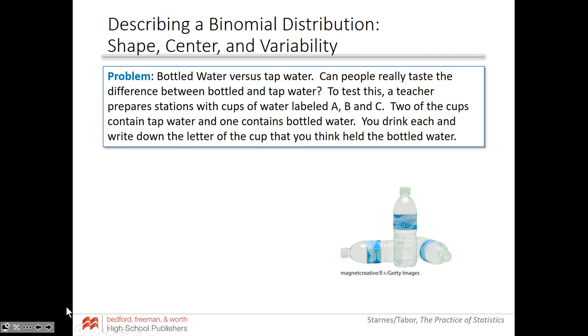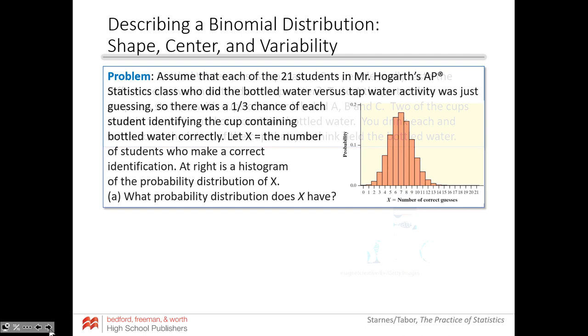So think about this kind of situation, bottled water versus tap water. Can people really tell the difference? To test this, a teacher prepares stations with cups of water labeled A, B, and C. 2 of the cups contain tap water, 1 contains bottled water. You drink each and write down the letter of the cup that you think held the bottled water. So you have this AP Stat class. Assume that each of the 21 students in the class who did this activity was just guessing. So if they just guess, there's a 1/3 chance of each student correctly identifying the cup with the bottled water.